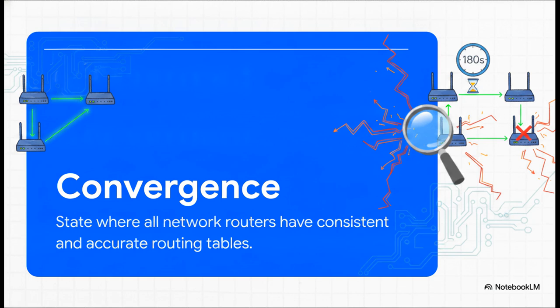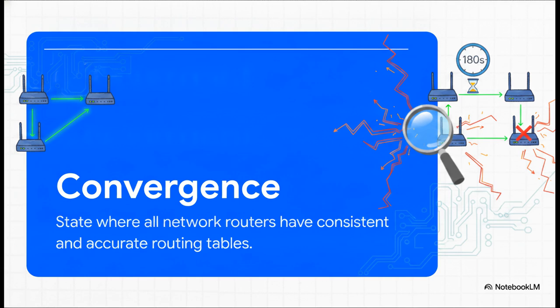But what happens when things actually go wrong? Let's talk about convergence. Convergence is essentially the state where all the routers in a network finally have consistent and accurate routing tables after some kind of change happens. Imagine a vital network link suddenly fails. Boom. All the routers need to scramble, figure out the new path, and update their tables. And this needs to happen fast.